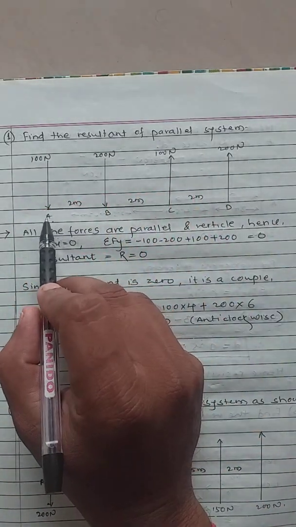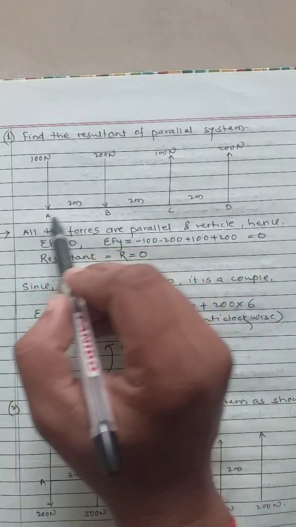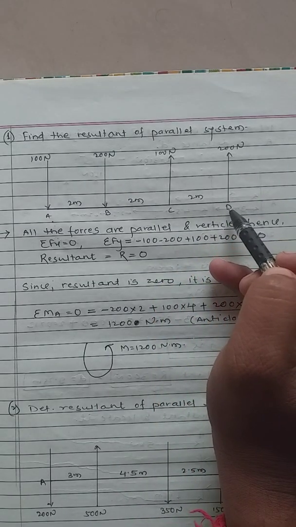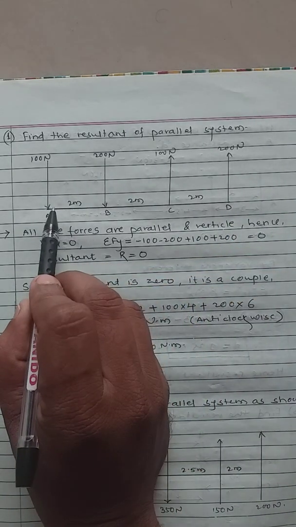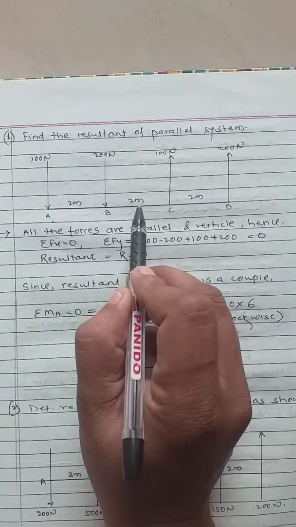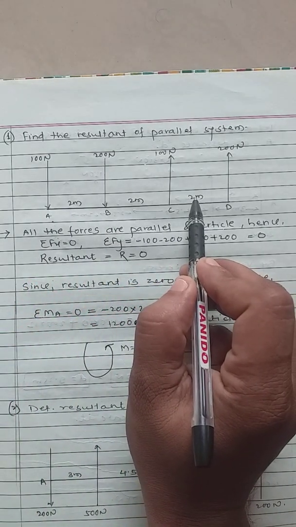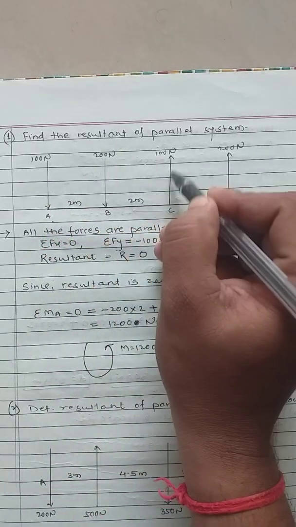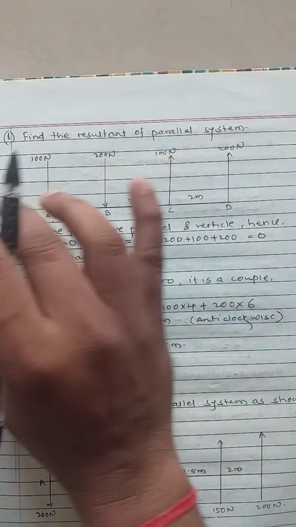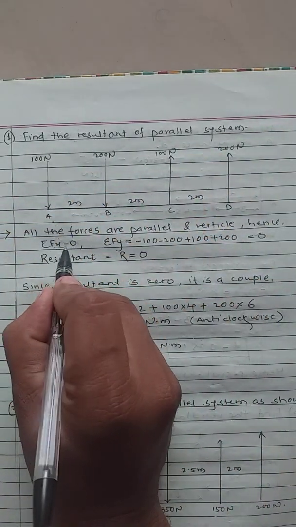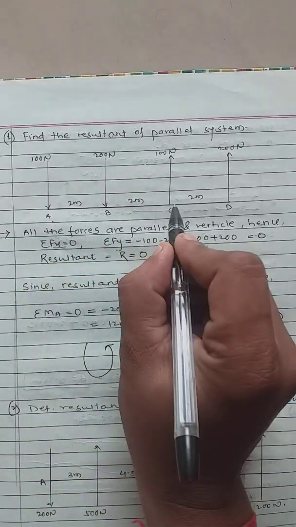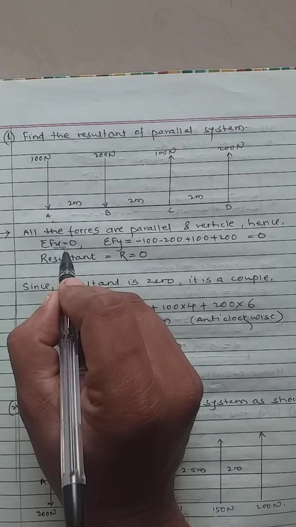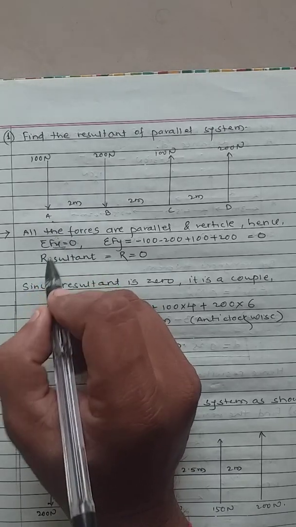So how many forces are acting? A, B, C, D. At point A, 100 Newton in the downward direction, 200 in the downward direction, 100 in the upward direction, 200 in the upward direction. Even the distances between these are given: 2 meter, 2 meter and 2 meter. Okay, what we have to find out? A resultant. Since all the forces are in the vertical direction, summation of Fx, the summation of all the horizontal components, will be 0, because there is no horizontal force acting from A to D. So summation of Fx, all the forces along the horizontal direction, will be 0.